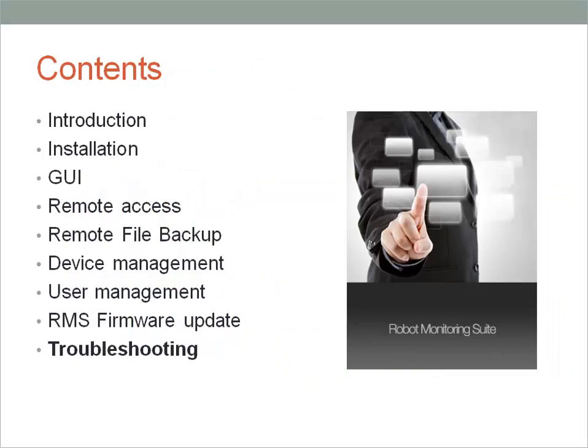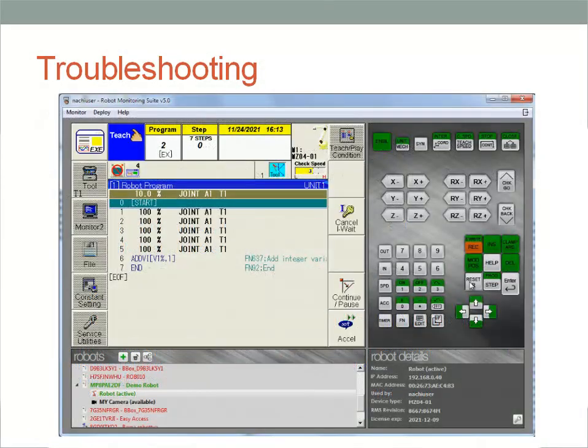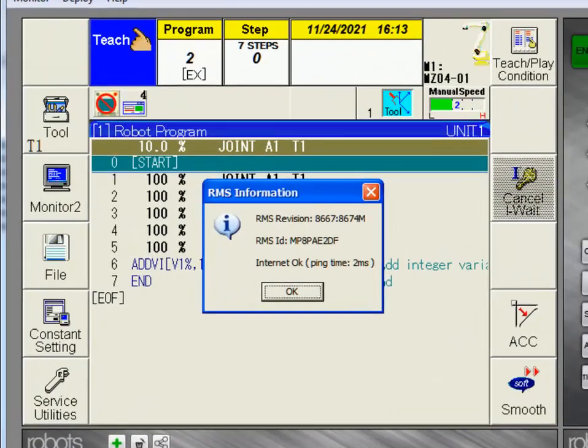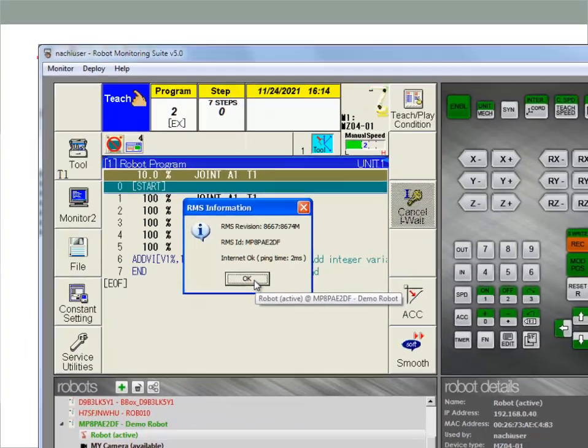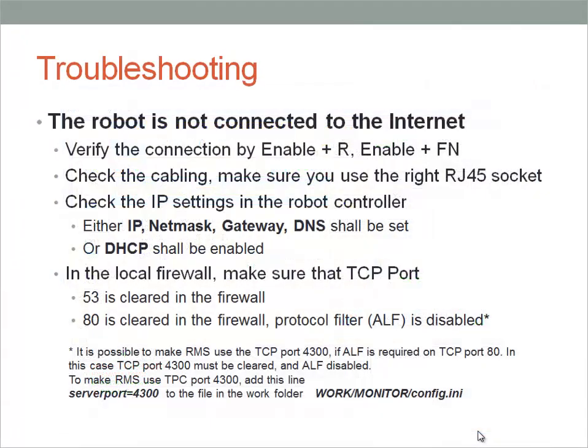And finally, some troubleshooting considerations. Based on our experience, the most problems usually come from connecting the robot controller to the internet. You can verify the connection by pressing Enable R and Enable FN once the Robot Monitoring Suite software is running on the robot controller. If you have issues, check the cabling and make sure that the right RJ45 socket is used. Check the IP settings in the robot controller.